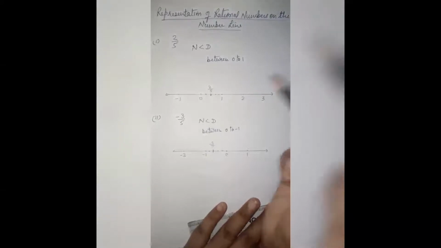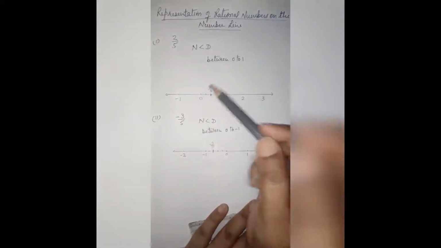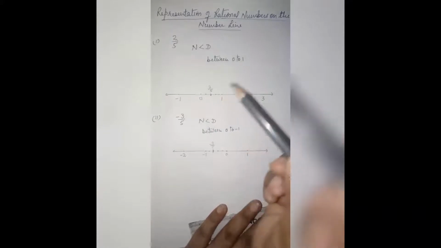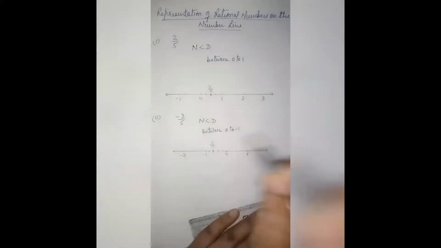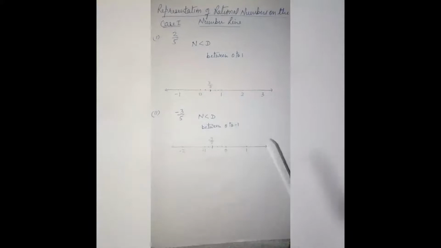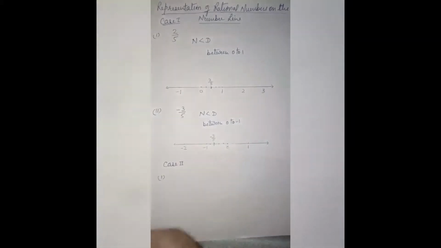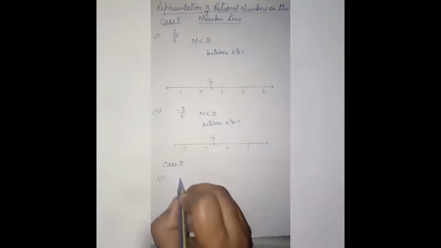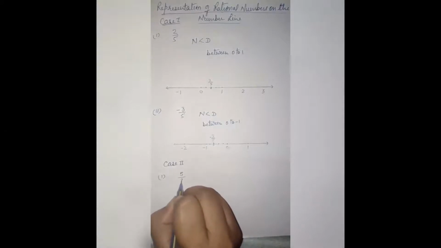Always remember that if a positive rational number is there, you will mark it between 0 and 1, but if a negative rational number is there, you will mark it between 0 and minus 1. This is case 1. Now I am showing you case 2. If you are given, for example, 5 upon 3.